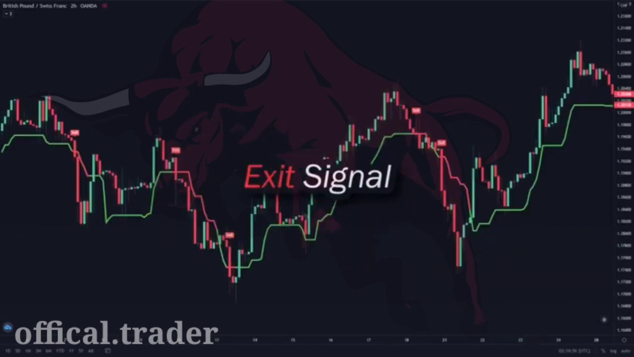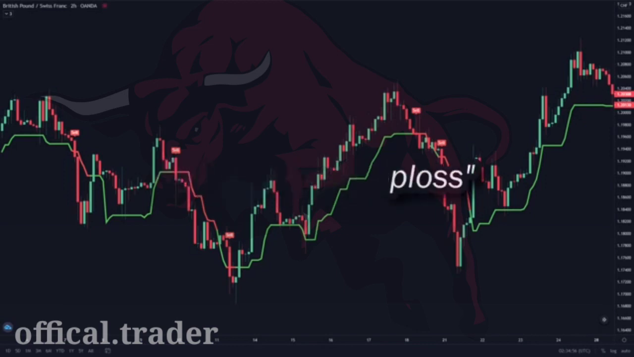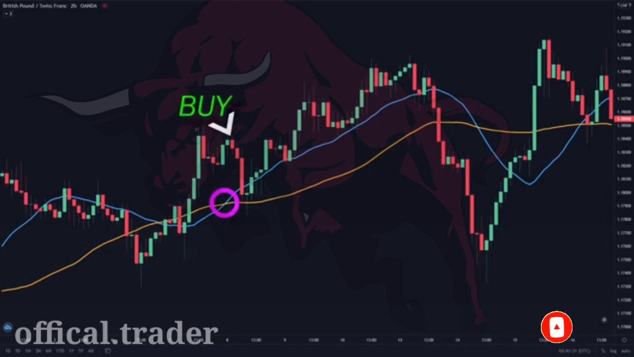And for your exit signal, you can use an exit indicator like the ATR trailing stop loss to exit your trades. This will give a much better exit compared to if you waited for the moving average to cross over again. For example, let's say you took a buy position here.